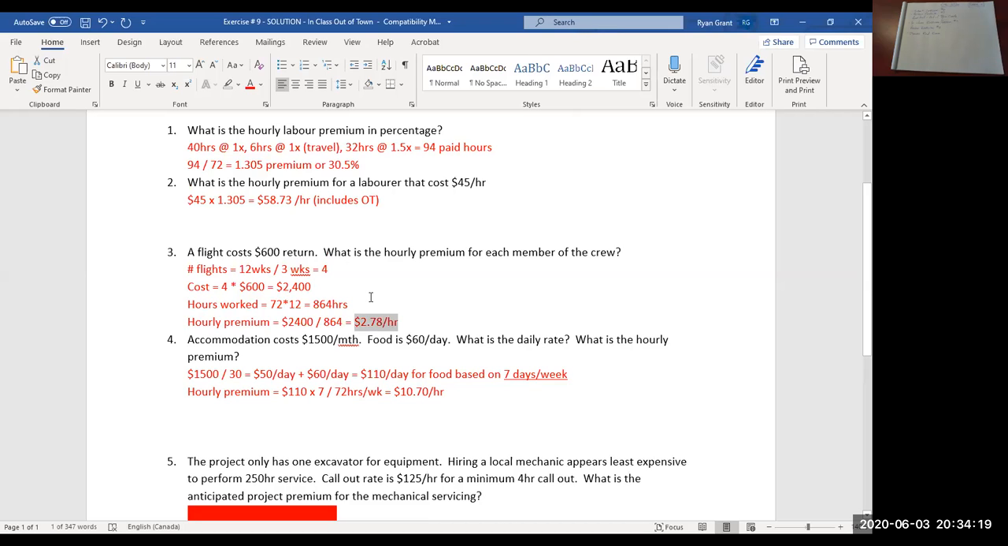So 864 hours, that's about $11,700 per person. So depending on the number of people that you're sending up to this job site, if you forget to add these costs, it's a big number.